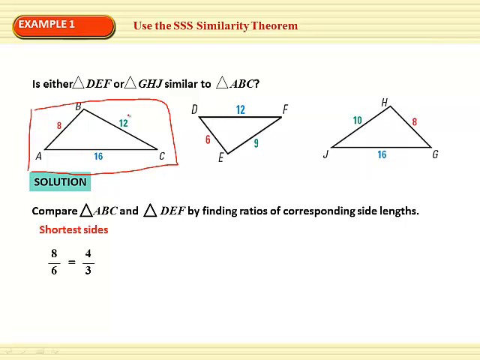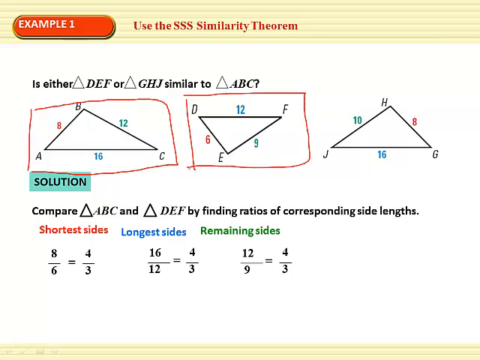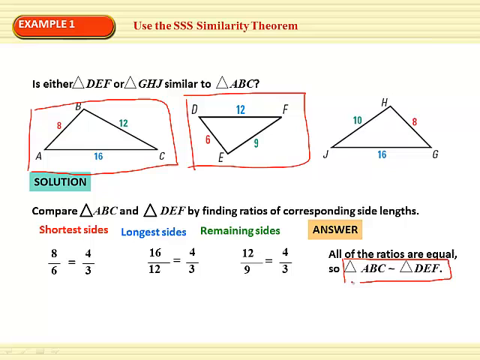So when I do that, I do the shortest sides, longest sides, and then the remaining sides. I get the exact same thing. So I can actually stop and say that these two triangles are going to be the same, in terms of similarity. So all the ratios are equal. So that means the triangle ABC, here's your similarity statement, is going to be similar to triangle DEF.